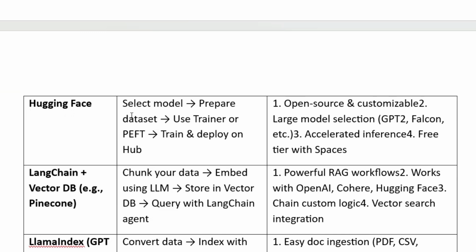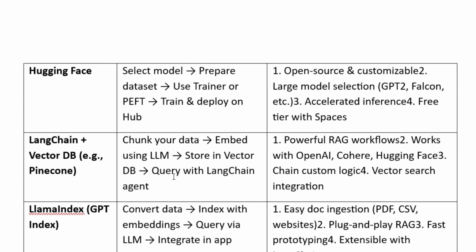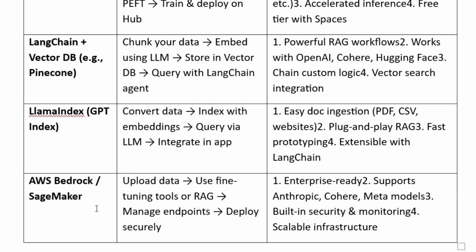Hugging Face is also there, where we select the model, prepare the dataset, use a trainer with PEFT, train and deploy on the Hub, and you can make it as hosting. Hugging Face can be used for both training and hosting. And LangChain and a vector DB, by using code we can also make this using Python, or using low-code or no-code platforms like n8n and make.com. Also LlamaIndex and AWS Bedrock and SageMaker, which are cloud providers. You can see them at AWS, and the same services are offered on GCP.